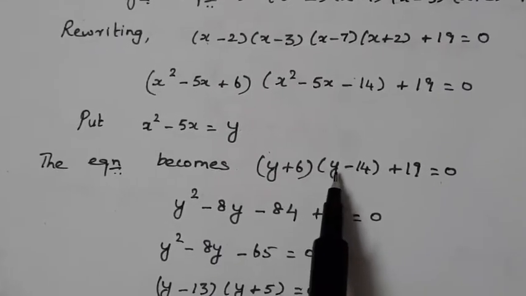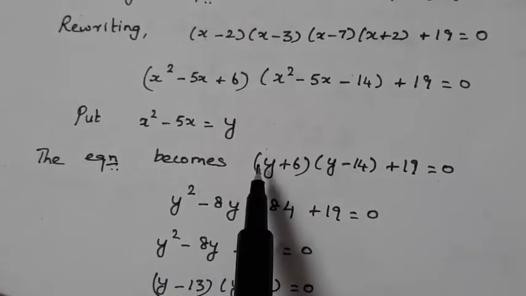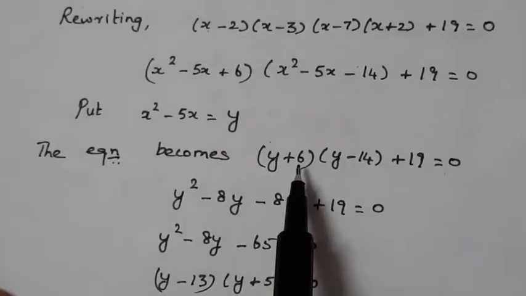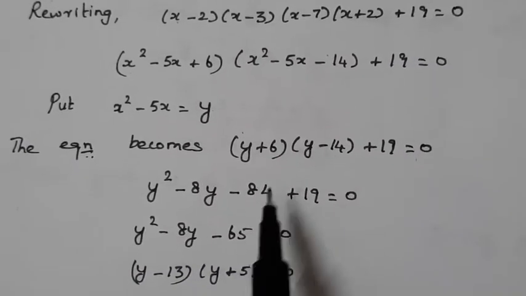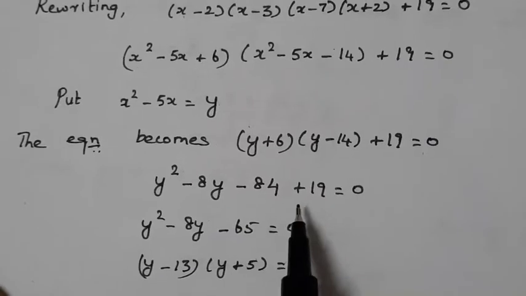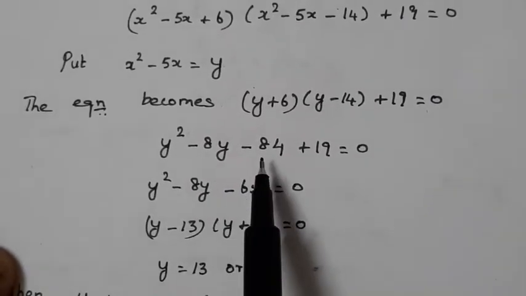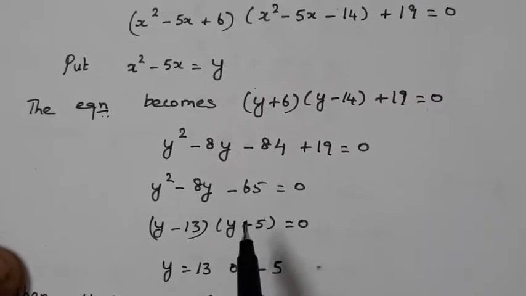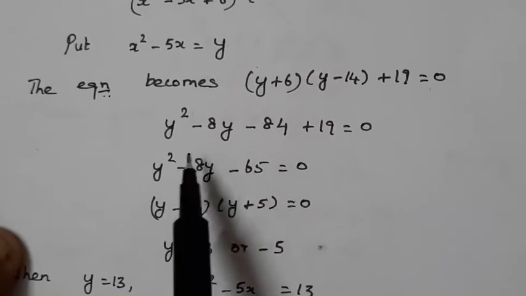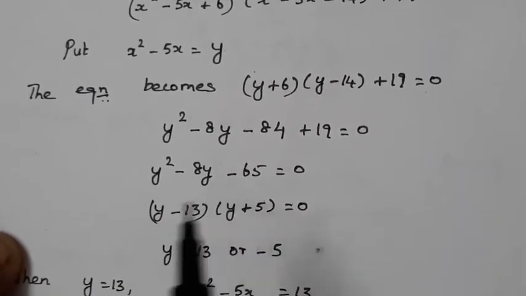Now you have to multiply this in order to rewrite it as a quadratic equation in y. So if you multiply this, it would be y squared, then plus 6 minus 14, that is minus 8y, and 6 into minus 14 is minus 84, plus 19 equal to 0. Or y squared minus 8y, minus 84 plus 19, that is minus 65 equal to 0. So we got a quadratic equation in y.